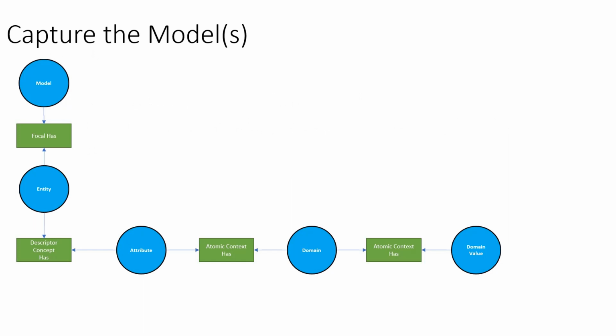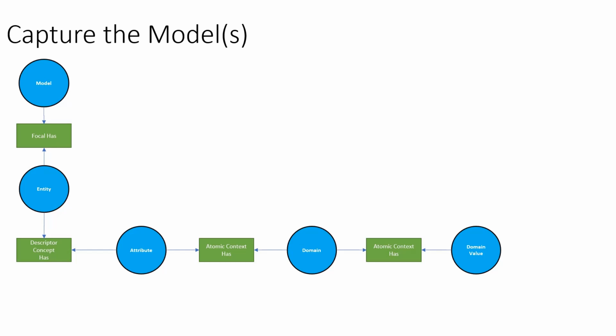This is how the semantic model captures any model. We first have a focal representing the overarching model that we want to document. Here we can capture the name of the model and all other kinds of descriptive information that we want to have. Then we have a focal representing entities that are within the model we are documenting. So there will be a relationship between the model in this case and the different entities that are within that model.